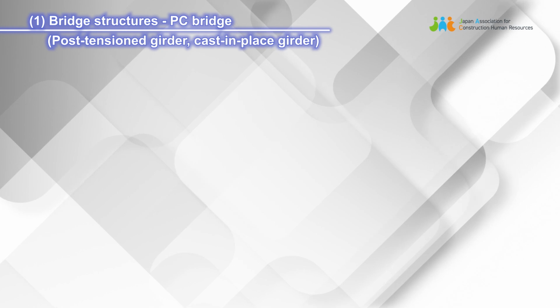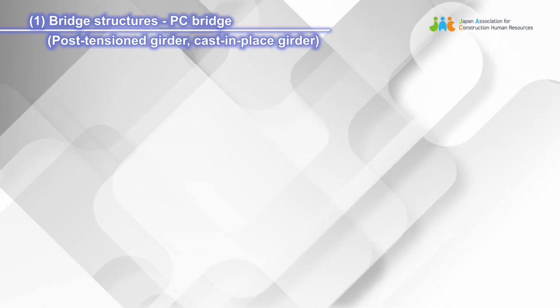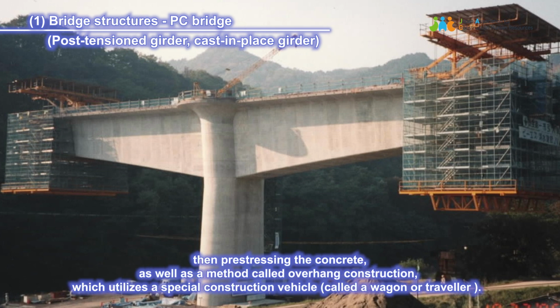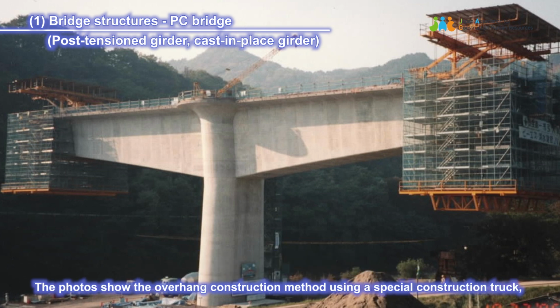Bridge structures, PC bridge, post-tension girder, cast-in-place girder. Methods of fabricating PC girders on-site include pouring concrete into shoring built up from the ground, then pre-stressing the concrete, as well as a method called overhang construction, which utilizes a special construction vehicle, called a wagon or traveler. The photos show the overhang construction method using a special construction truck, which erects the girders by hanging out over the structure at points symmetrical to the pier.